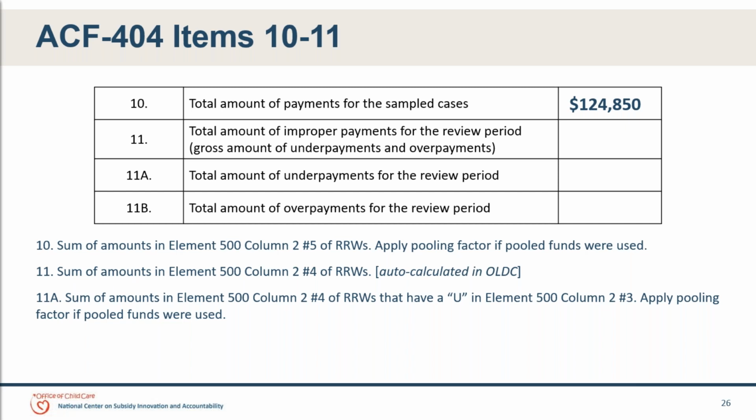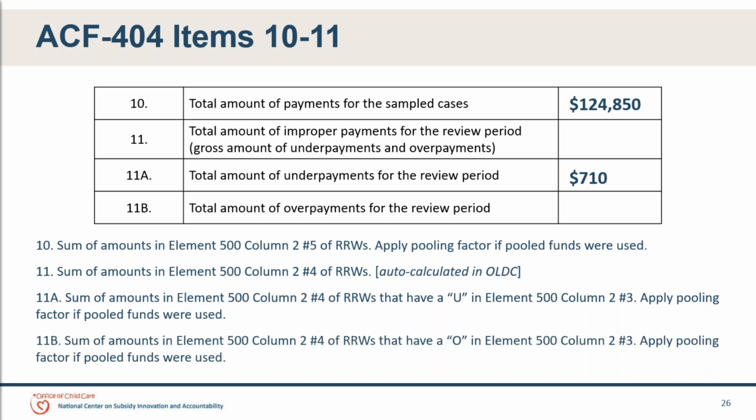So if a case had an improper payment, it's going to have that improper payment amount in item 4 of your element 500. And then in item 3, it's going to say either O or U for overpayment or underpayment. So we just want those figures for those underpayment cases. Enter the pooling factor if pooled funds were used. And in our example state, there were $710 in underpayments.